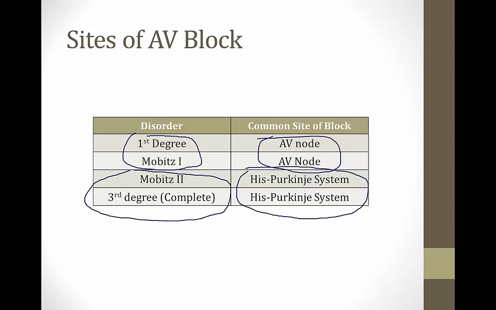Now these sites I've shown on the screen are not 100%. You can find examples in the literature of exceptions to these rules, but what I've shown you on the screen are the most common locations of the block in patients with the 4 types of AV block.